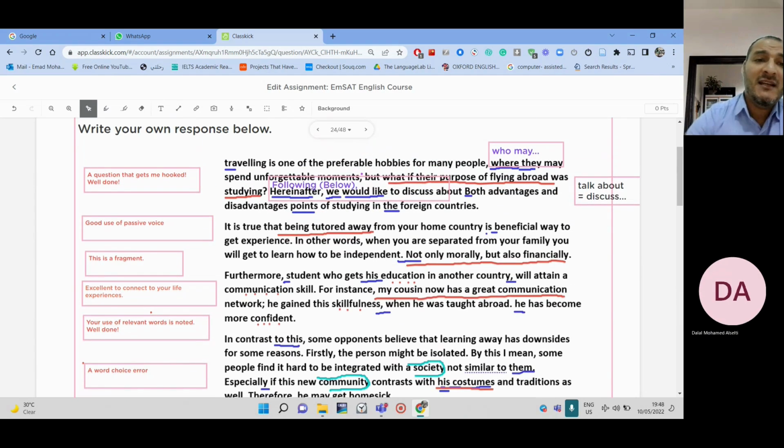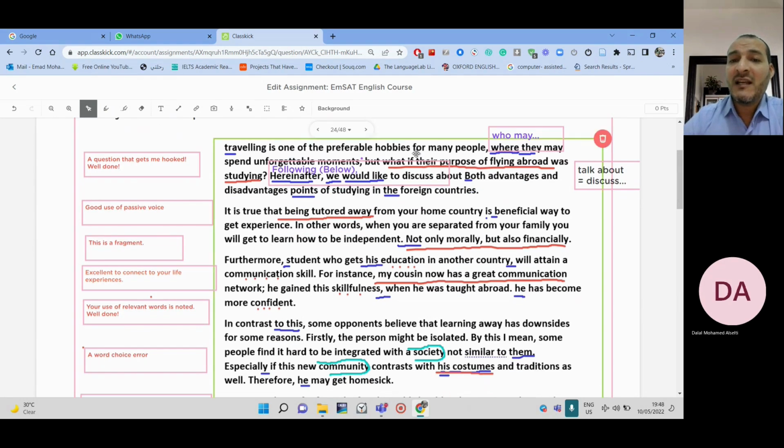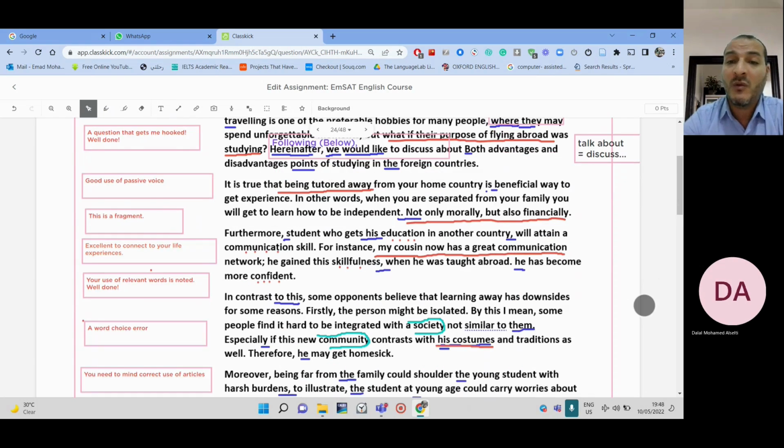I like actually when you start with a hook using a question. That's great actually. And also use their purpose of flying. Use gerund, present participle here, gerund. Yeah, it's good use of grammar here. Good use of grammar. Well done.